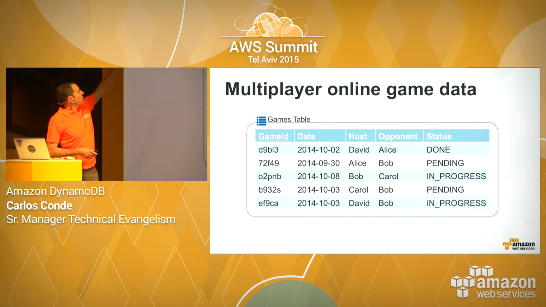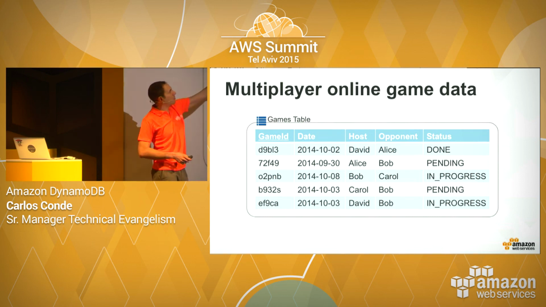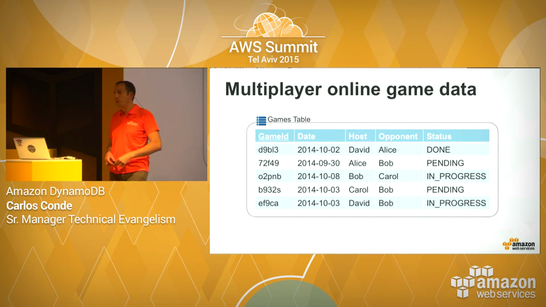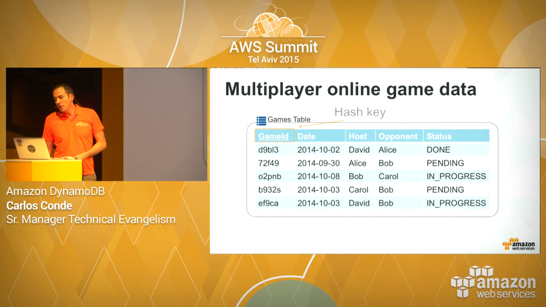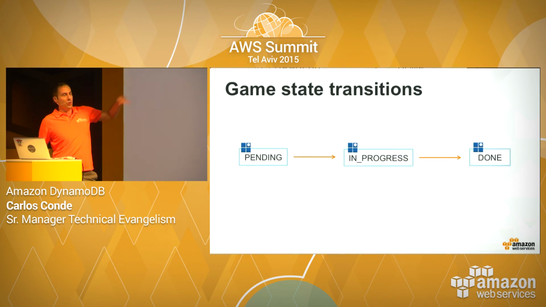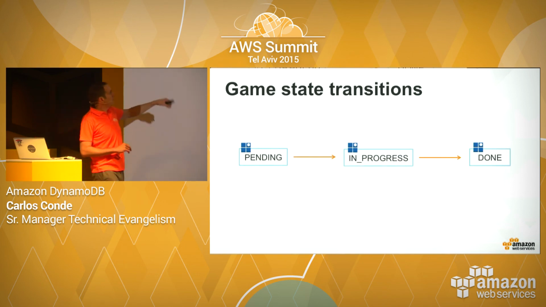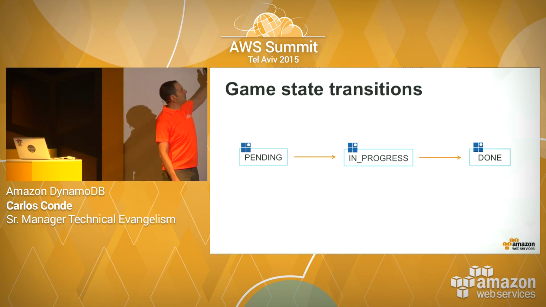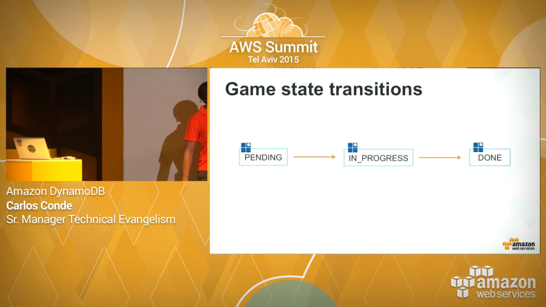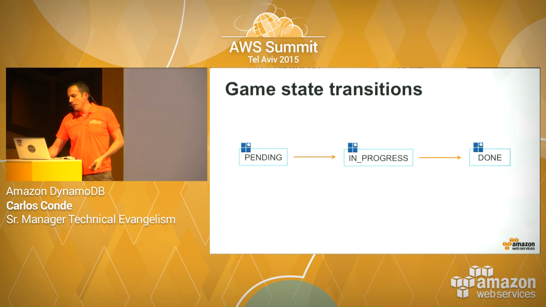I have the IDs of the game, the date when the game has been created, who is the host, who is the opponent, and what's the current status of the game. So again, my hash key is going to be only on the game ID. And the way it is going to work from the transition perspective is first the game has been created, it's pending, then the 2 players start, so it goes in progress, and once the game is finished, it's done.